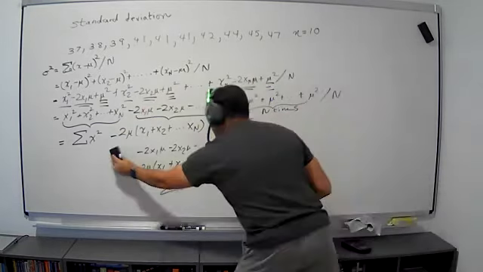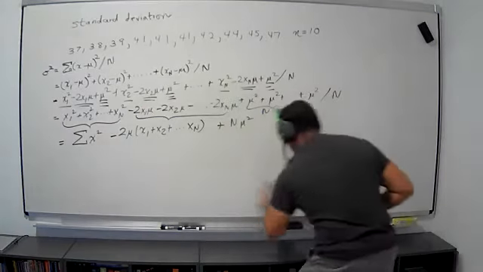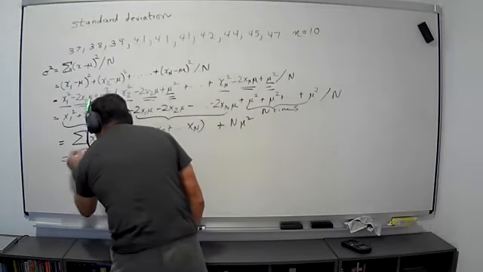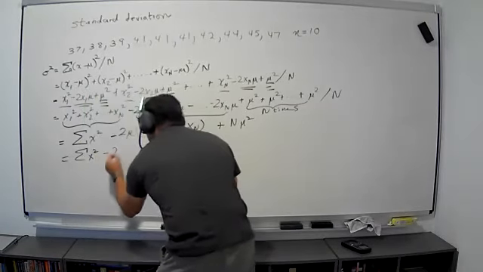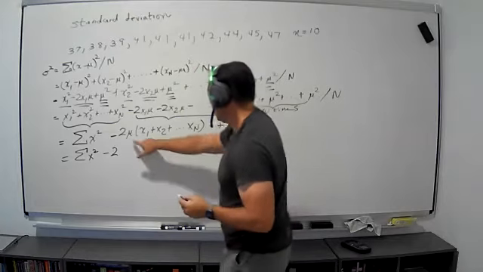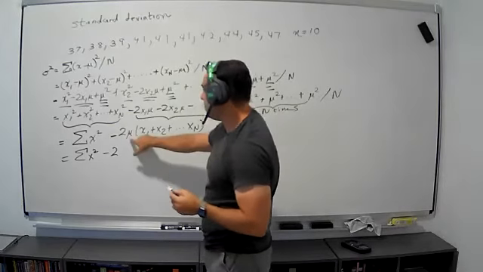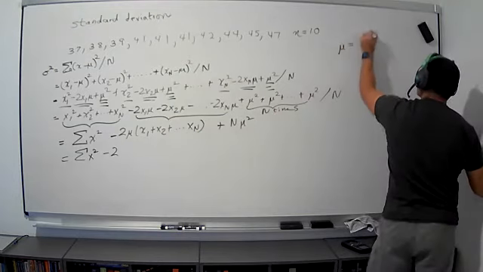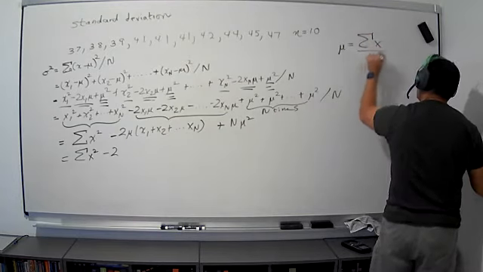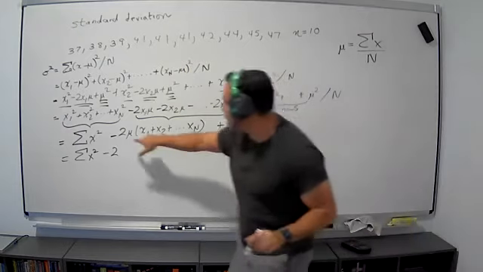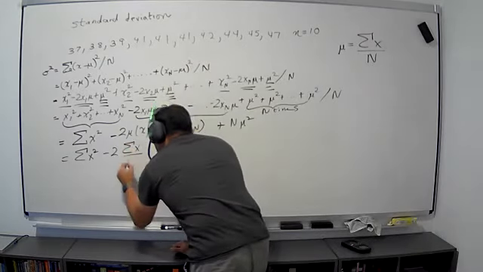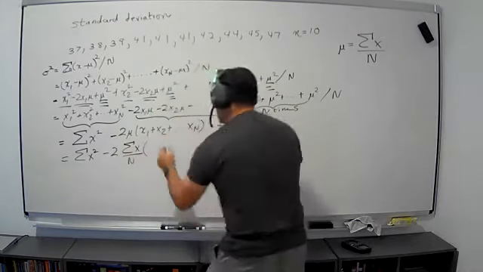So now we're going to go ahead and fix this a little bit. See, we can do something with it. We have sum of x squared minus 2. Well, we said that this is sum of x, but what is mu? What is the definition of mu? Mu equals the sum of x divided by n. So instead of writing mu, I can just write sum of x divided by n, and then this here becomes sum of x.